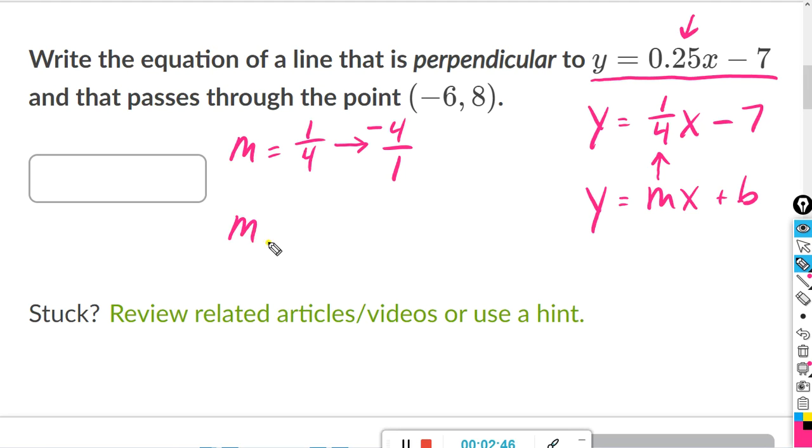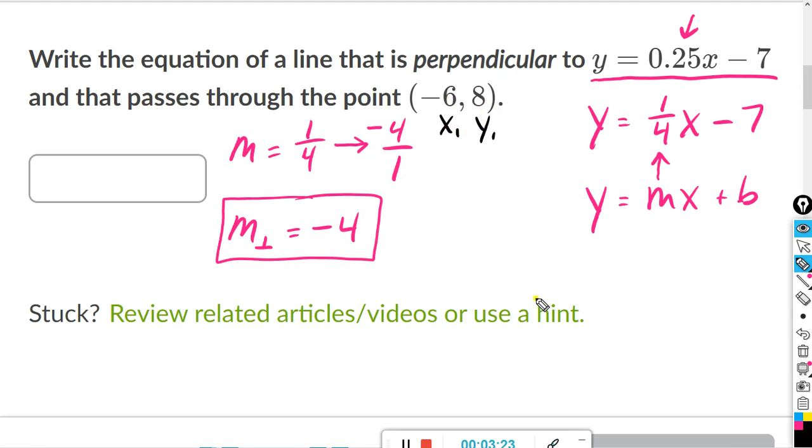And the perpendicular slope, I'm going to indicate perpendicular with this upside down T. That's the perpendicular symbol. So the slope of the perpendicular line is just going to be -4. So I'm going to use that in a minute. And this is one point that passes through the line. I am going to call those points x1 and y1. We know that the x coordinate is first and the y coordinate is second.